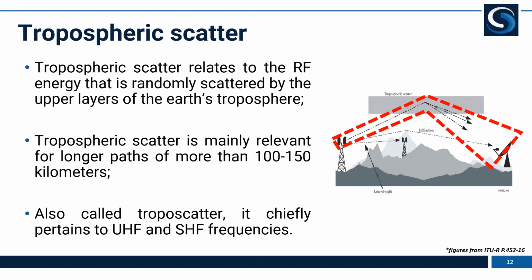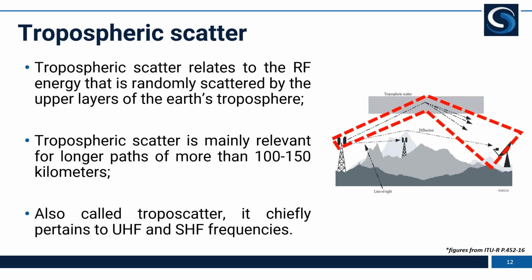Moving on to the third propagation mechanism, this is troposcatter, and it mainly pertains to UHF frequencies, which are from 300 megahertz up to 3 gigahertz, and SHF frequencies from 3 gigahertz to 30 gigahertz. So that's the meat of the frequency range where most modern communications occur, and thus are the frequencies that fit right within the P452 scope.